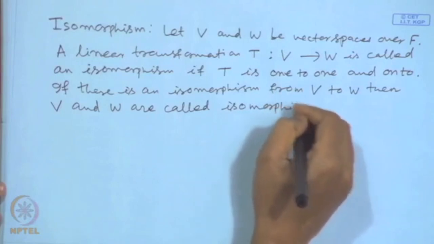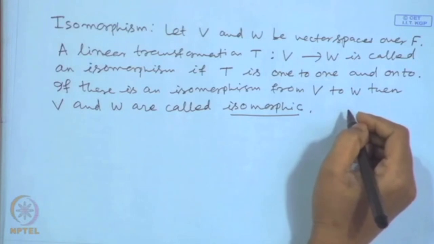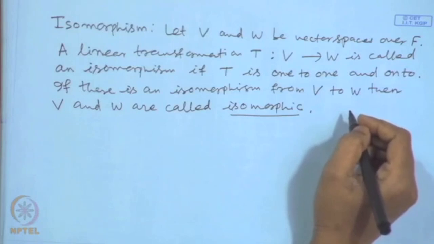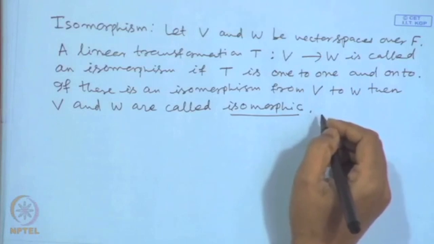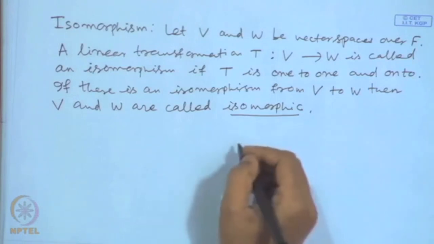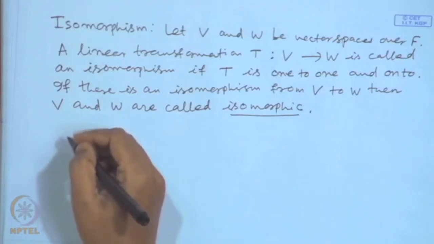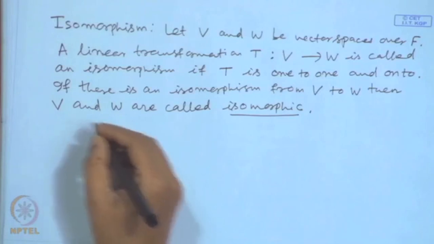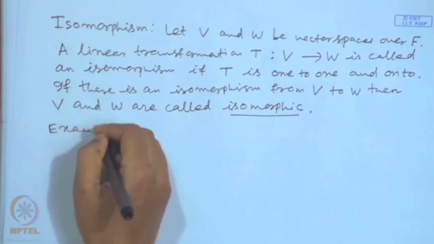Isomorphic means that V and W have the same structure, algebraically they have the same structure. So, for every algebraic structure, we consider this concept of isomorphism. This verifies whether given vector spaces have the same structure or not. So, we can have some examples of isomorphisms.